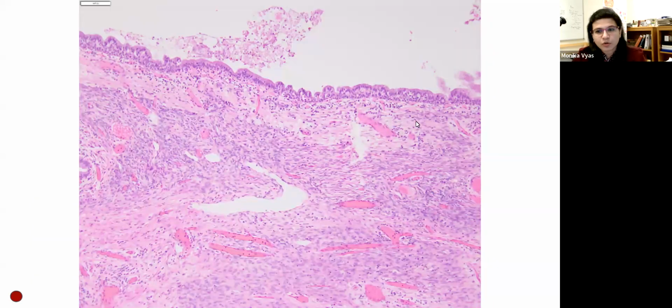On sections, it shows lining by very bland mucinous type epithelium. And the diagnostic feature of this entity is detection of ovarian type stroma in the cyst wall. Here you can see the spindle cell proliferation, very bland looking spindle cells. If we did not know that this is the pancreas, and if you were only shown these spindle cells, you would think, okay, you could be in the ovary. So this is ovarian type stroma.